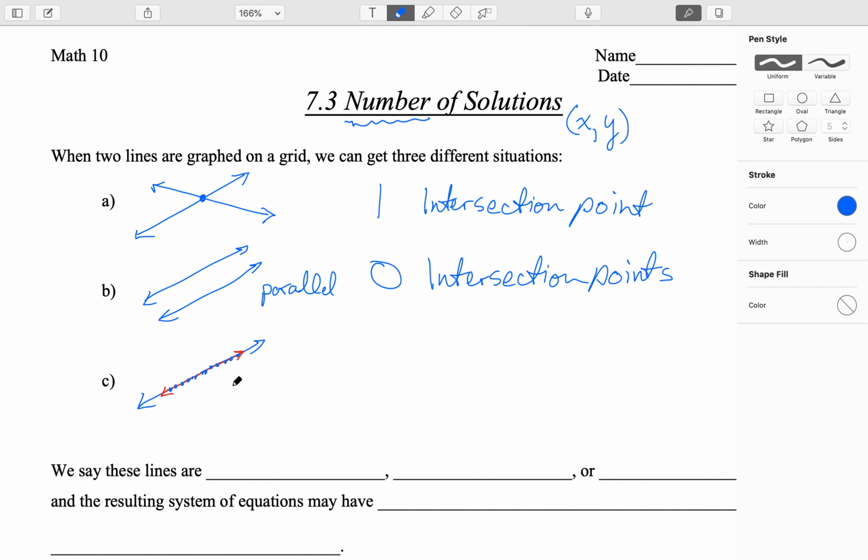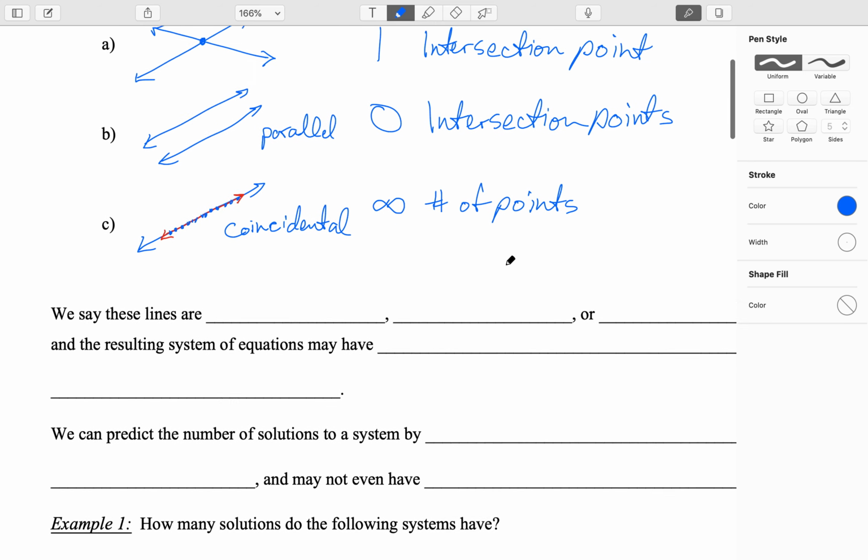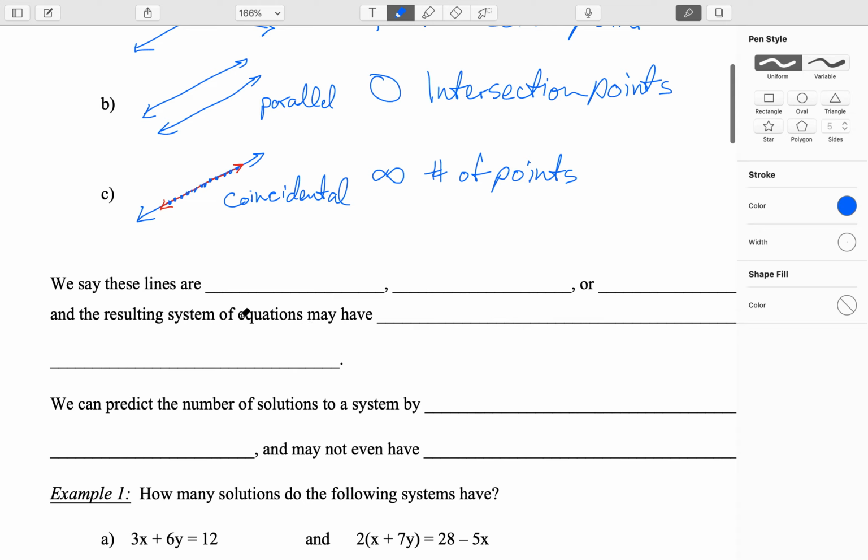So in other words, these are called coincidental. That's no coincidence. One line is right on top of the other one. So there's not one point. It's not 2 points. There's an infinite number of points. So in many ways, it's not really a system. System means two different equations. No, this is one equation, then the exact same equation. So one line and then the other one's right on top of it. There's an infinite number of intersection points.